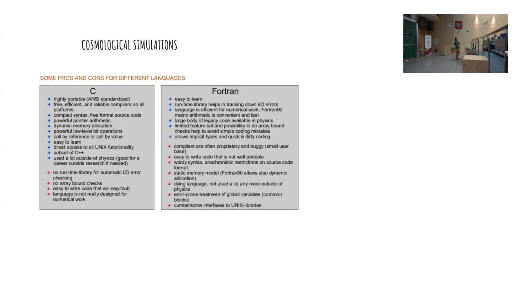The large body of legacy code, because many of our masters from the 80s actually coded this in Fortran 77, so there's some connection. Well, fast compilers are mostly proprietary and buggy because there's not such a big user base. The syntax is very anachronistic, and there's a restriction of the source code. And this is a bit of a dying language. I don't know if many people would agree, because Fortran 95 is actually quite a fast language.